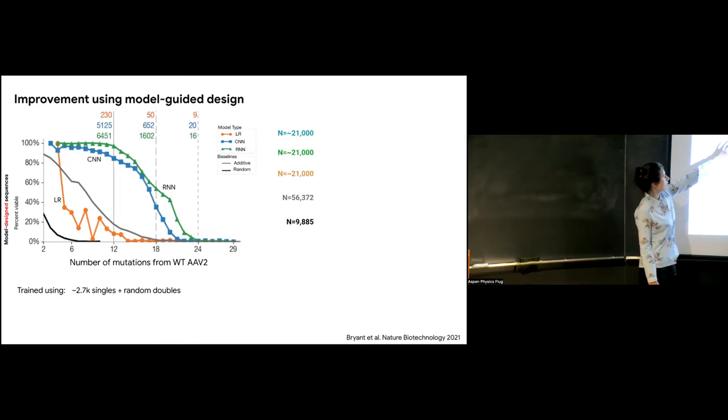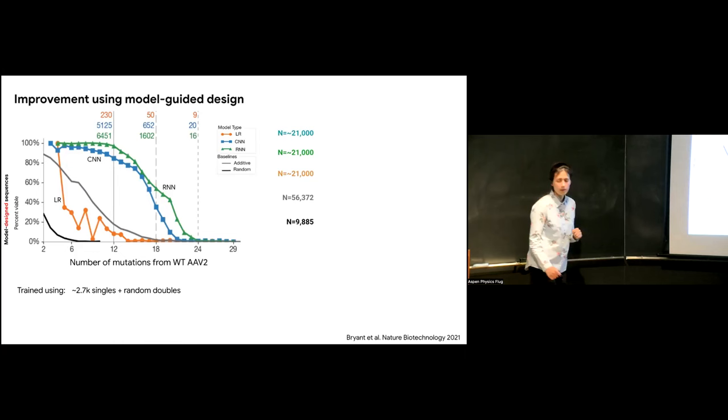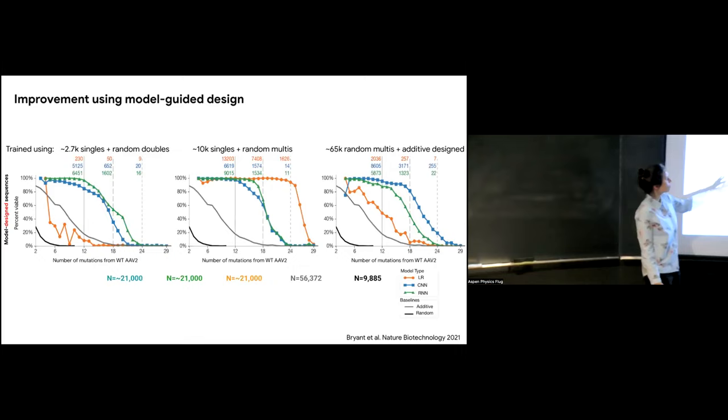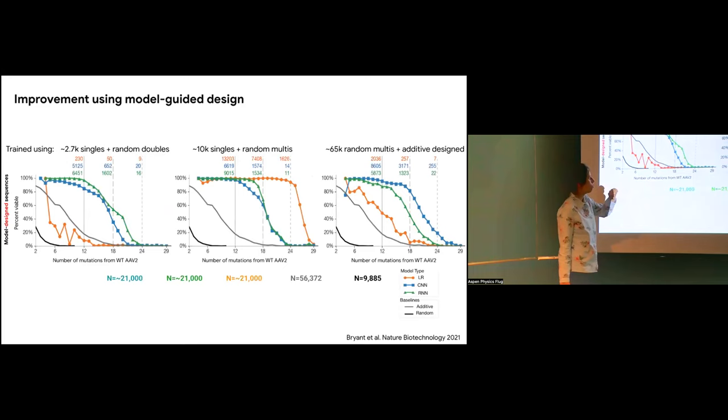And in this case, the logistic regression model didn't work well. But for the medium-to-large data set, the logistic regression model actually did an incredible job and marched all the way out to 24 or 25 mutations away from wild type, retaining almost perfect viability. So it found a ridge in sequence space and just marched along it.